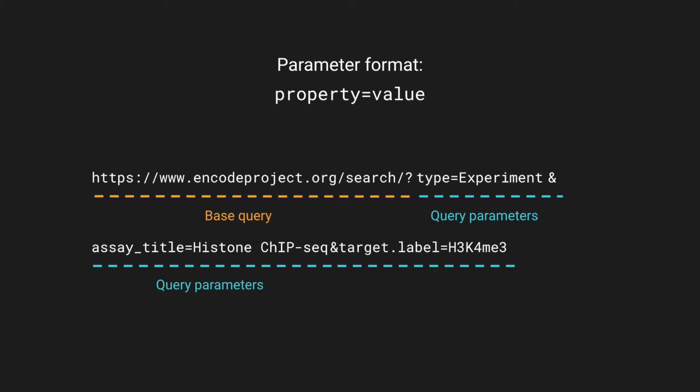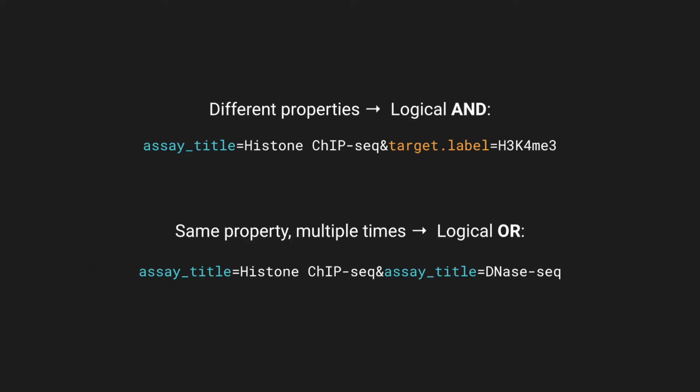Notice how the experiment property, target, is joined to the target property, label, by a period. When two different properties are used, such as assay title and target label in this query, the results will satisfy both parameters as a logical AND. If the same property is used multiple times, it works as a logical OR, meaning the results will satisfy at least one of the parameters.